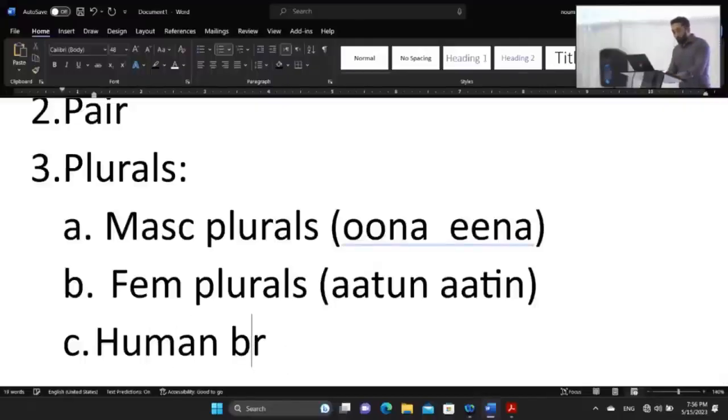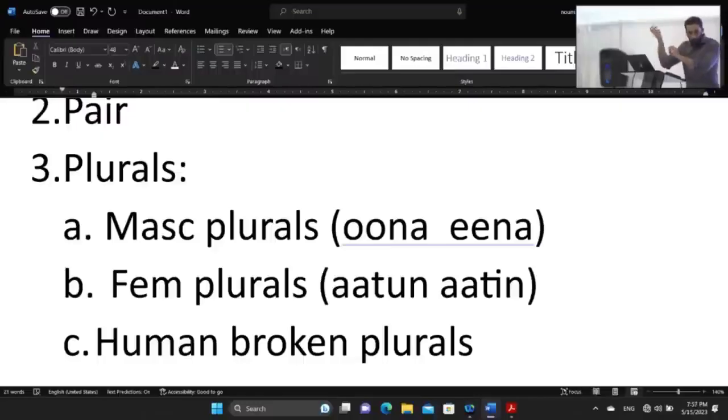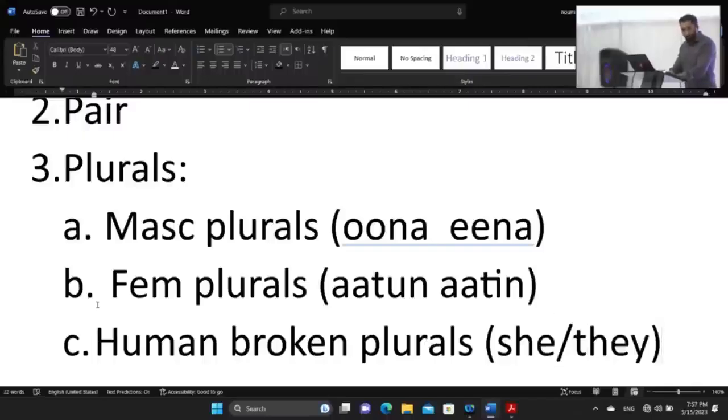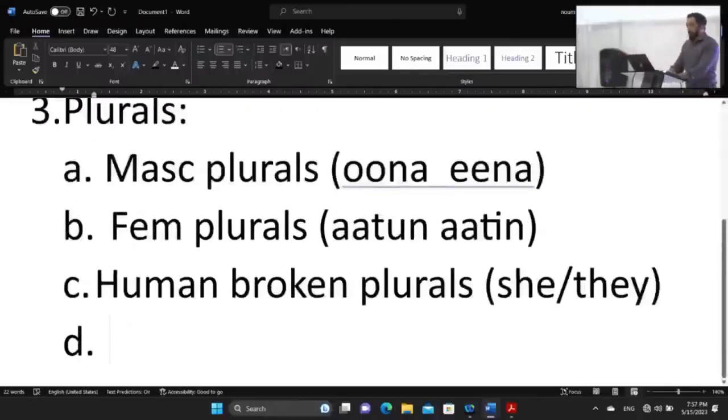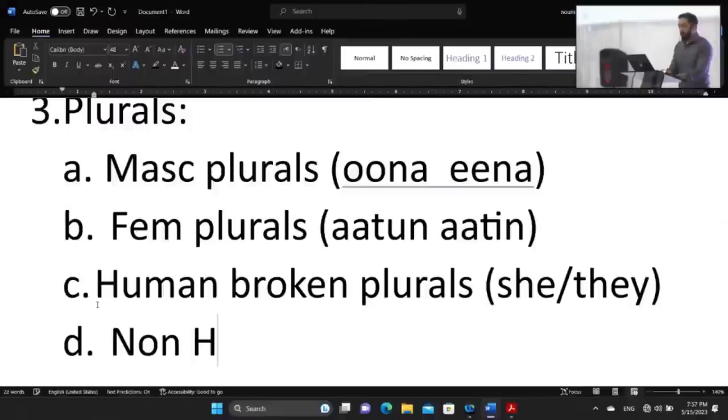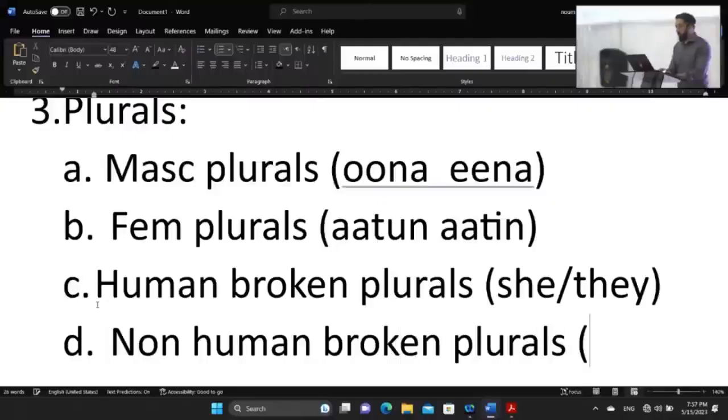Then there is human broken plurals. We already know when the word breaks, it's called a broken plural, right? And what do we learn about them? They can use she and they can use they. Yes? She or they. By the way, if you want to be technical, they can use it as feminine singular. But the easy way to remember that is what word? She, because she is feminine singular. Okay? And then non-human broken plurals. Just she. Just she, yeah?